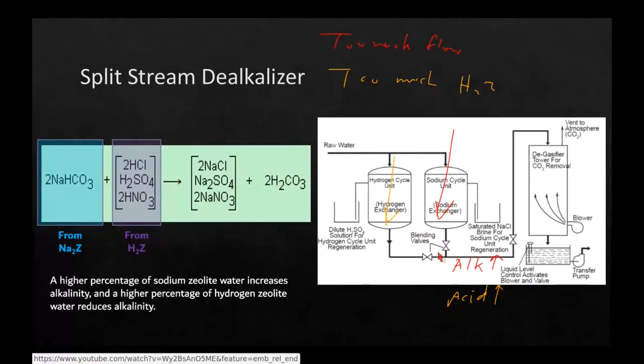So that's why it's very critical that we test it all the time, that we test this for free mineral acidity. We maybe do a PNM alkalinity test on it. Whatever, we are monitoring this all the time and making sure that we've got the blending valve set so that we get the precise amount of flow through each one of those two units. So you can see why we call it a split stream. We split the stream here into two different directions.